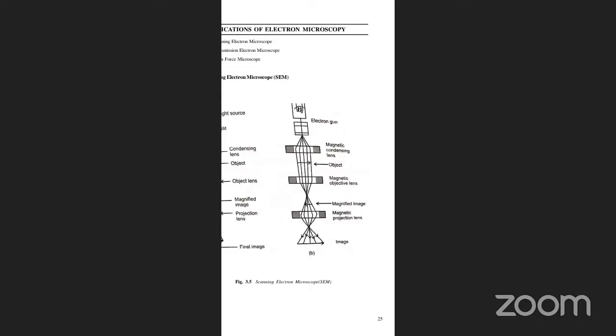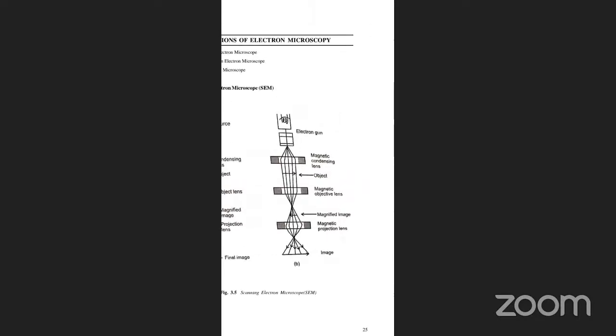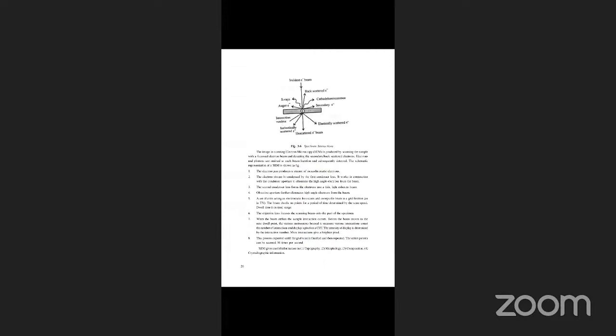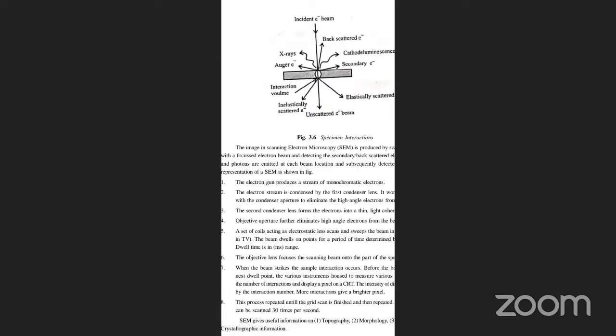Now, the image in an electron microscope is produced by scanning the sample with a focused electron beam and detecting the secondary and back scattered electrons. Electrons and photons are emitted at each beam location and subsequently detected. The schematic representation of SEM is shown in the figure.